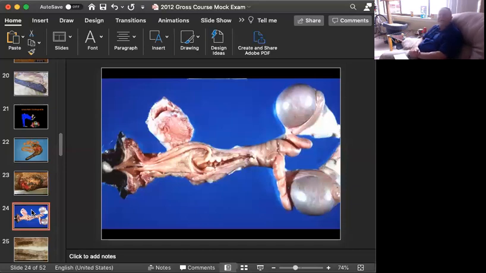Slide number 3 is tissue from a goat. Can you give me a morphologic diagnosis?